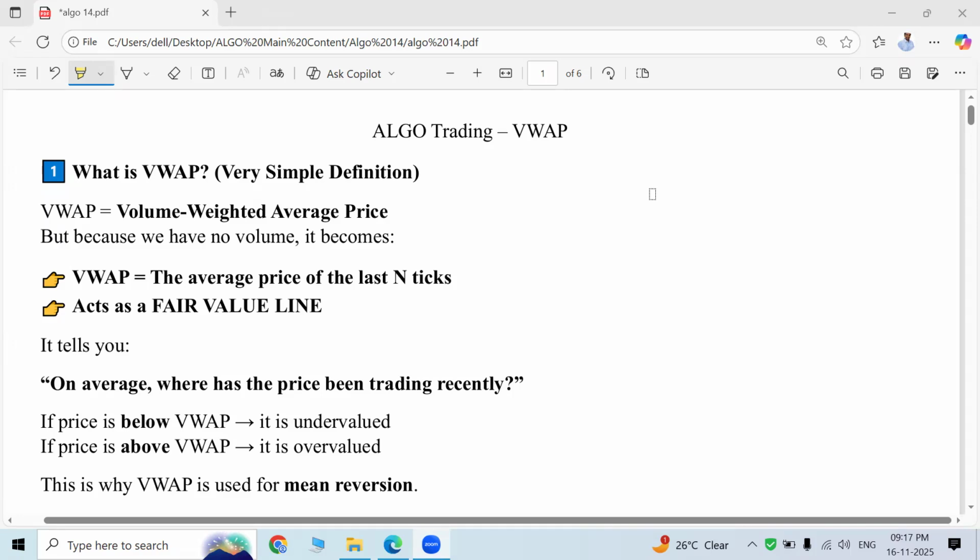VWAP is volume weighted average price. It uses both things. First is the average price. The second one is the volume at which this average price has been calculated.